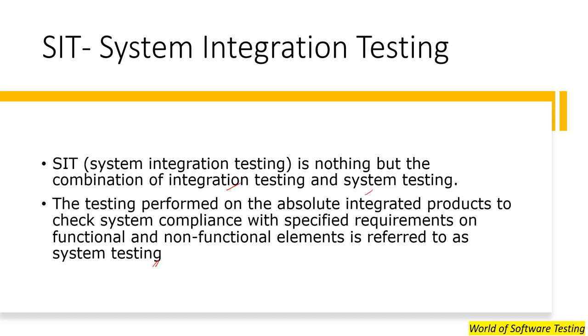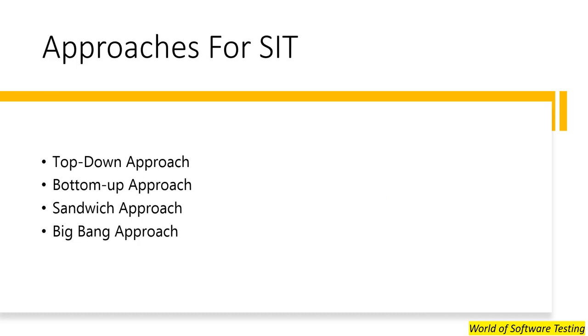In the SIT, in the system integration testing, the testers perform testing like smoke testing, sanity testing, regression testing, retesting, and many more testing types. We'll discuss regression and retesting in the subsequent lectures. There are different approaches for system integration testing as well. The first one is the top-down approach, the second one is the bottom-up approach, the third one is the sandwich approach, and the last one is the big bang approach.